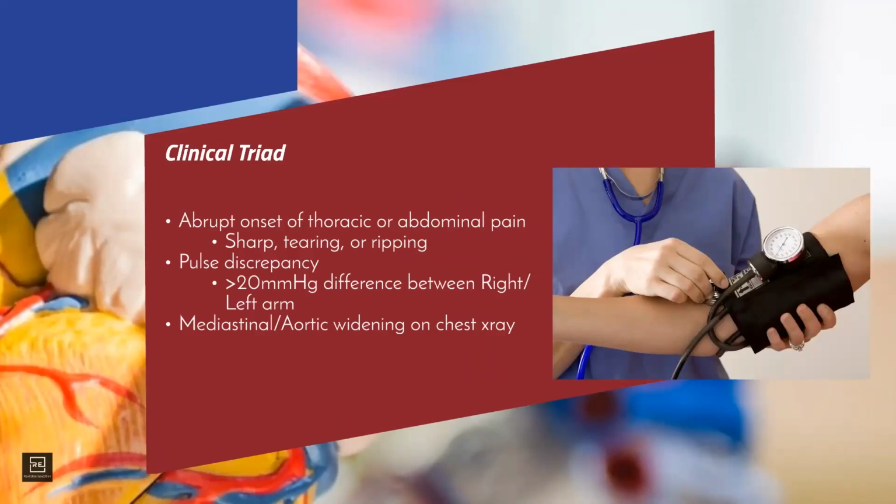While aortic dissections can present with a variety of symptoms, research has found that 96% of dissections could be identified with the following clinical triad, including acute abrupt pain, discrepancy in blood pressure measurements in the upper extremities of greater than 20 millimeters of mercury, and a widening of the mediastinum visible on chest X-ray. It's worth noting that the absence of these three symptoms does not exclude aortic dissection, but it does increase the likelihood of a misdiagnosis.